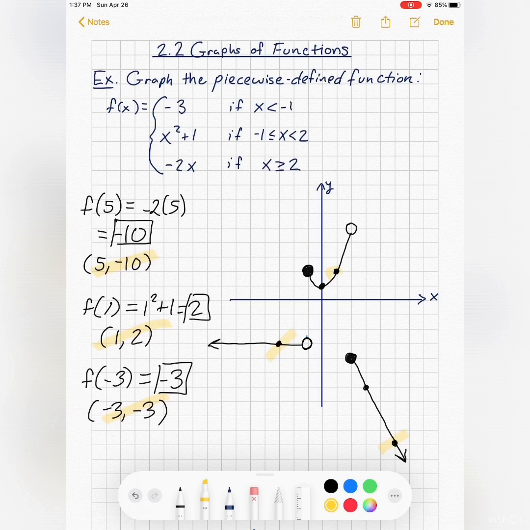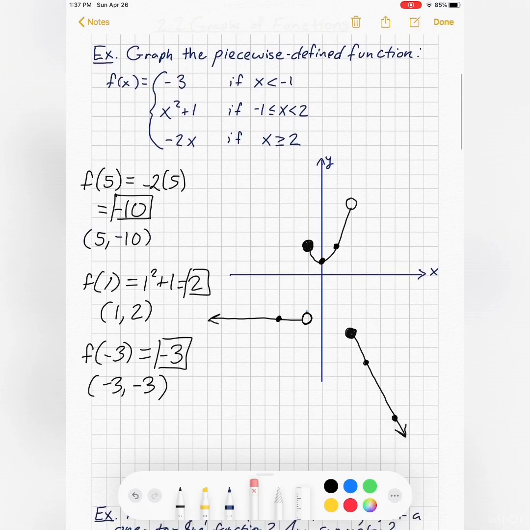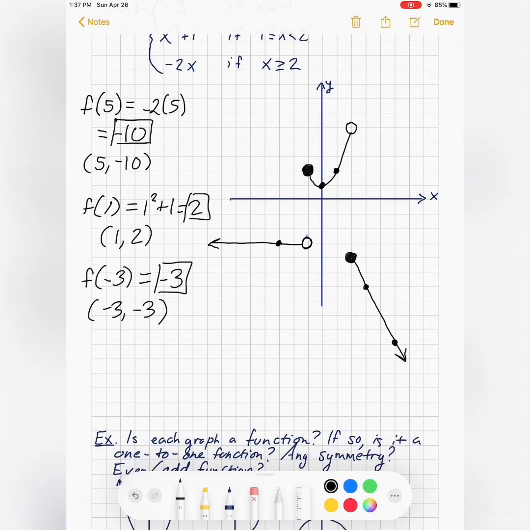Okay, so what else can I do? Let me do maybe one more thing with this one. Let me list the domain and the range. So the domain, I'm going to look at the graph and list all x values that are achieved. I have a couple of different notations for how I do this, but let me start by just looking at the graph.